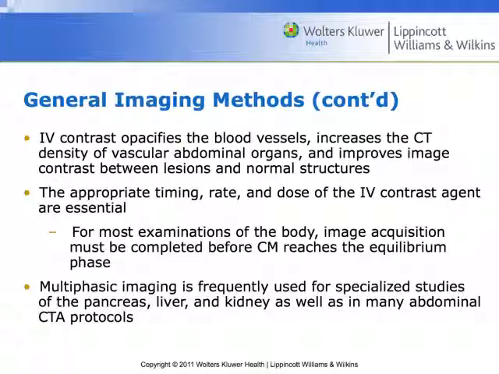And for the most part, we want to make sure that we're getting images before the contrast reaches an equilibrium phase. So typically we're talking about an arterial phase of contrast if we're evaluating the abdominal aorta and any arterial structures within the abdomen, or like a runoff study. Occasionally we'll want to do like a 3-phase liver study. That would be the liver non-contrast, then the liver in an arterial phase, and then a liver in the portal venous phase.